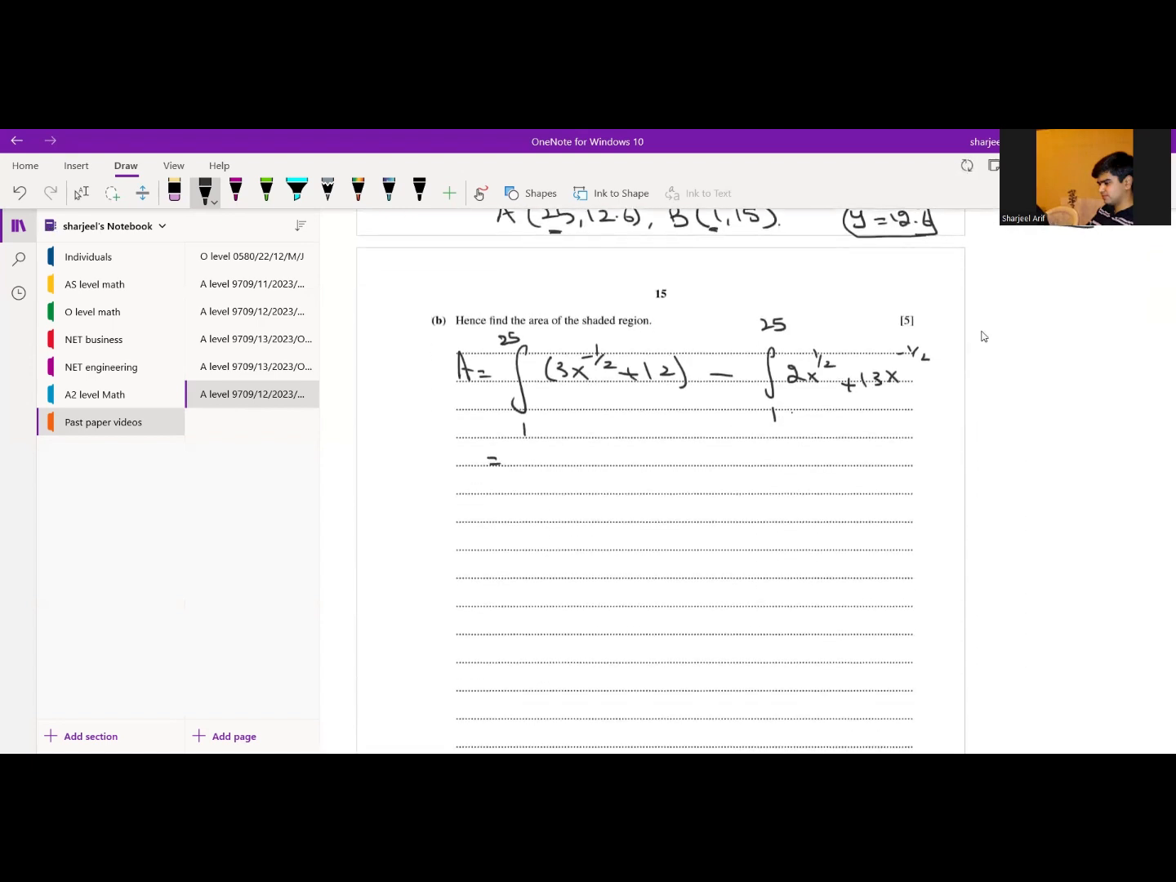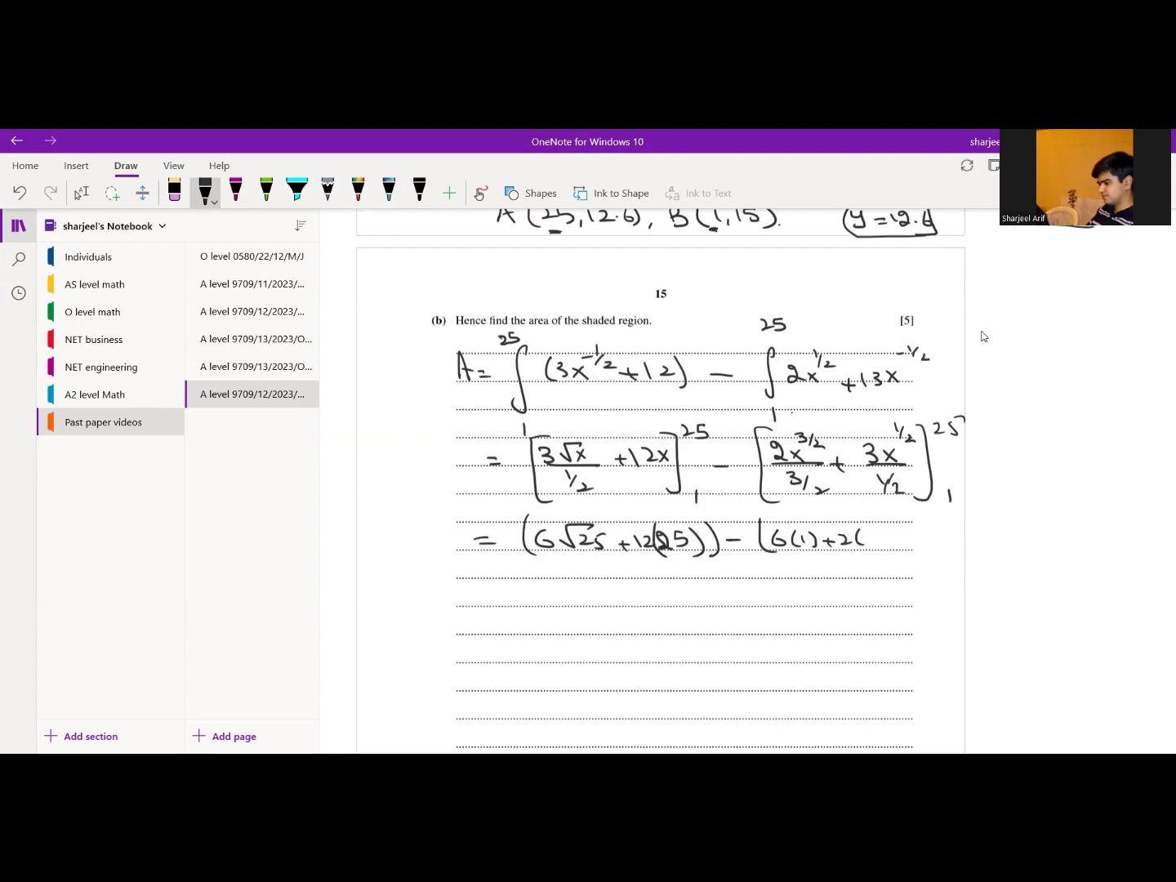So this will be 3 under root x over 1 by 2, plus 12x, from 25 to 1. So 6 under root 25 plus 12 into 25, minus 6 into 1 plus 12 into 1. Then we place negative sign here.